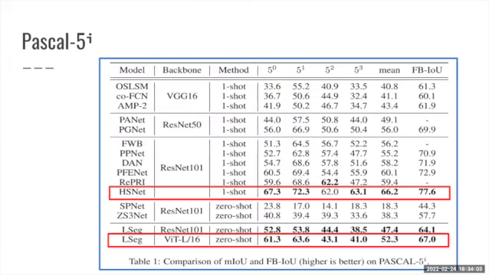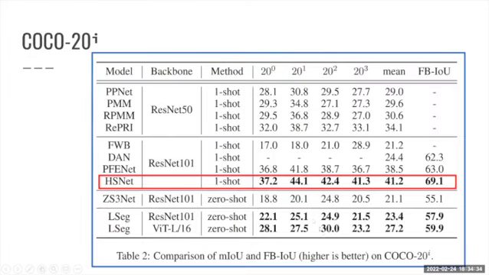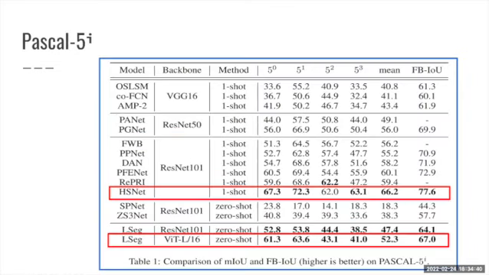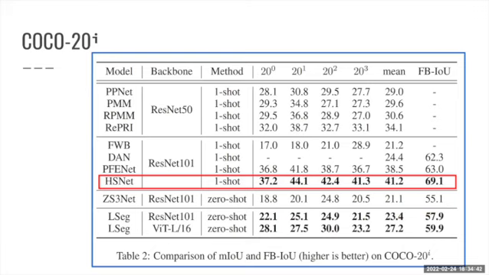Okay, so the accuracy which they have got from the backbone they have used, ResNet 101, is something like 77.6 in FBIU, whereas if you use language segmentation, it's quite low as compared to the ResNet backbone, that is 67.0. For Coco 20, it's relatively high as compared to Vision Transformer L16 in Pascal 5, that is nearly up to 69.1.